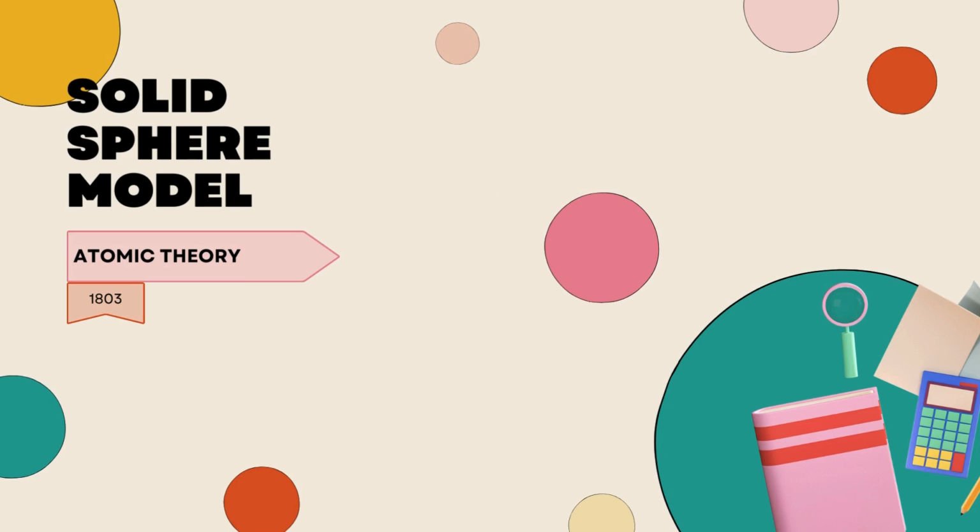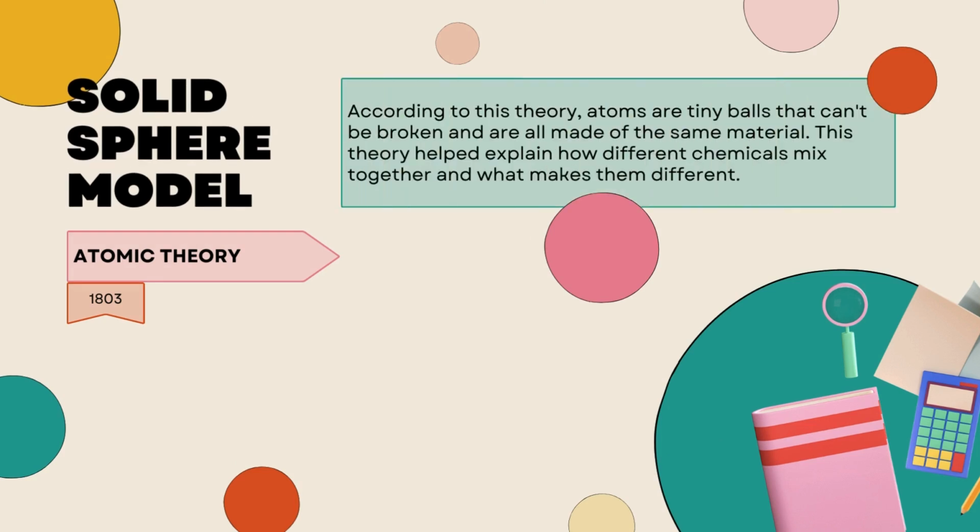Theory given in 1803. Let us see the model of solid sphere given by John Dalton. According to his theory, atoms are tiny balls that can't be broken and are all made of the same material. This theory explains how different chemicals mix together and what makes them different. Basically, he tells us that the atoms are present in condensed form like a ball. He doesn't explain whether particles are present in it or not. He doesn't give a brief review of the atom.